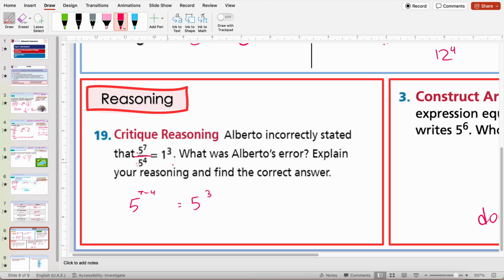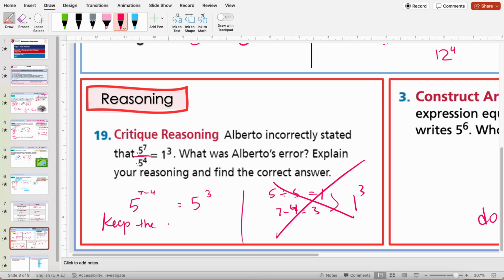5 divided by 5 is 1. So that is wrong. He said that 5 divided by 5 is 1, and 7 minus 4 is 3. So he decided it's basically 1 to the power of 3, which is wrong. You have to keep the same base. You shouldn't change it. Okay, that's his mistake.